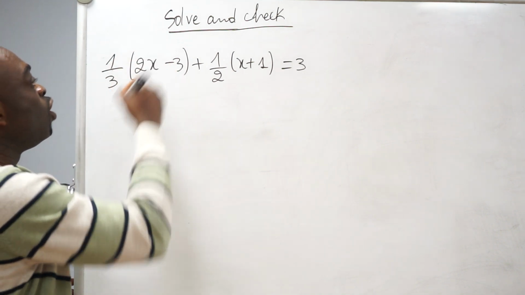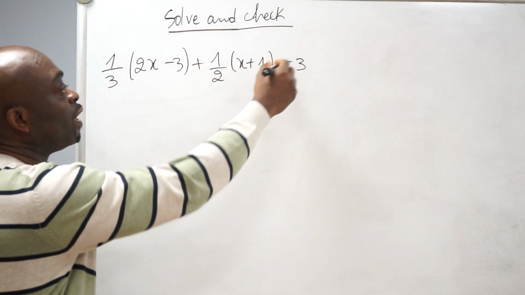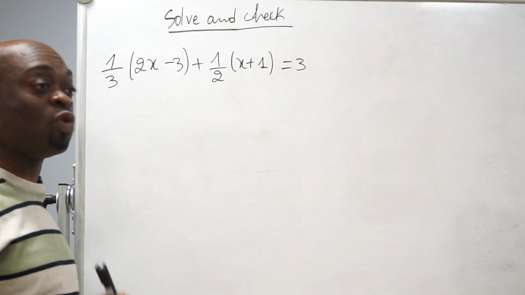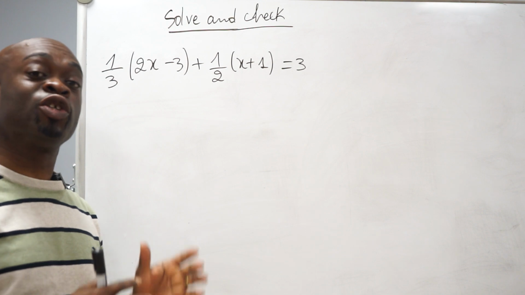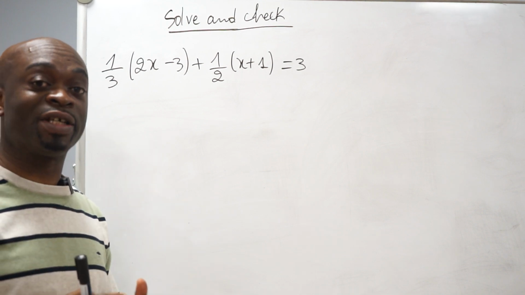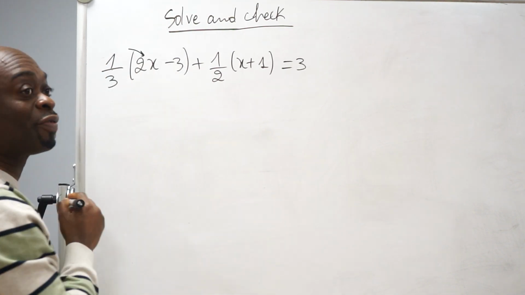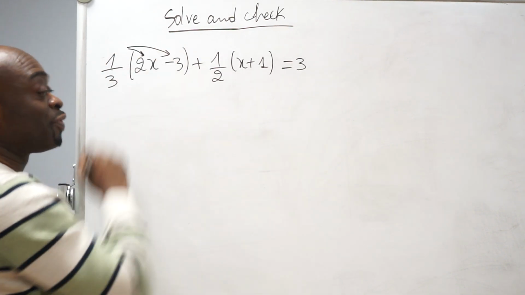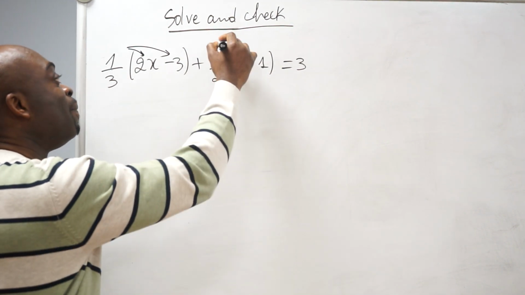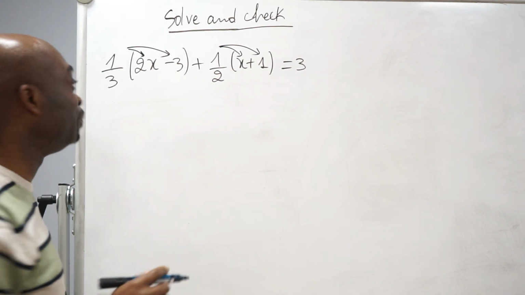So we have 1/3 of 2x minus 3 plus 1/2 times x plus 1 equals 3. All right? So the first thing we got to do is what? Remove parentheses, okay? So anytime you're dealing with equations of these types, if you have parentheses, remove them first. All right? So by doing what? By multiplying 1/3 by 2x, by multiplying 1/3 by -3, and then by multiplying half by x, and multiplying half by 1. Okay? And that's it for now.